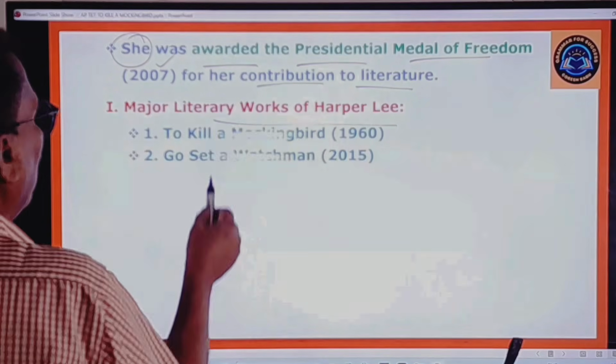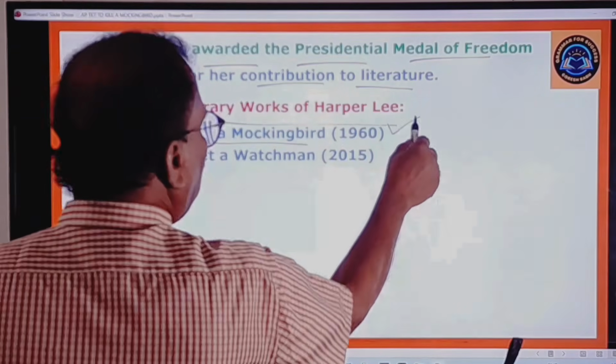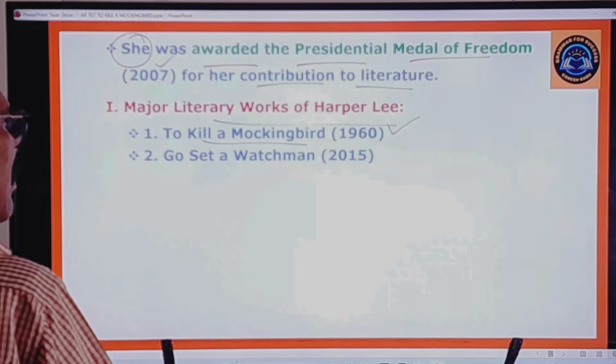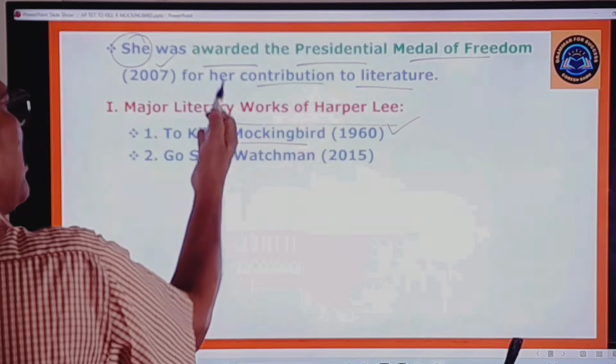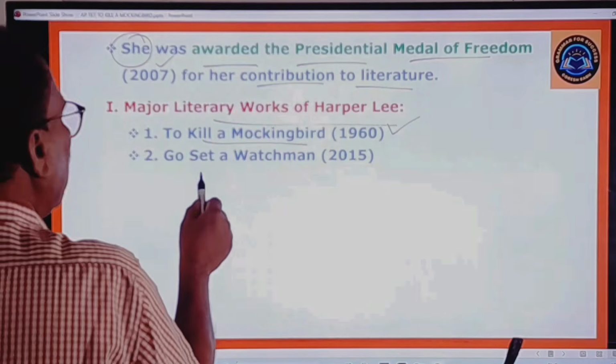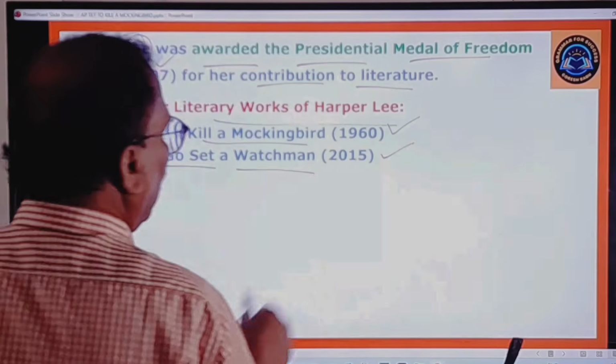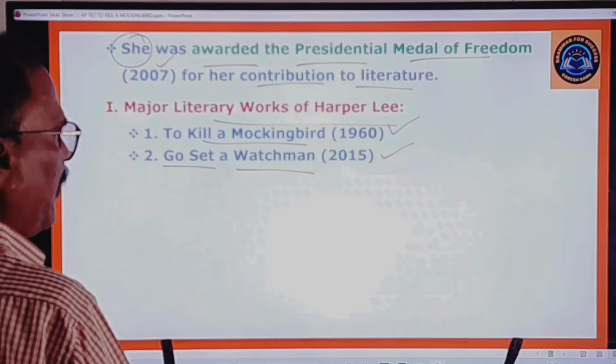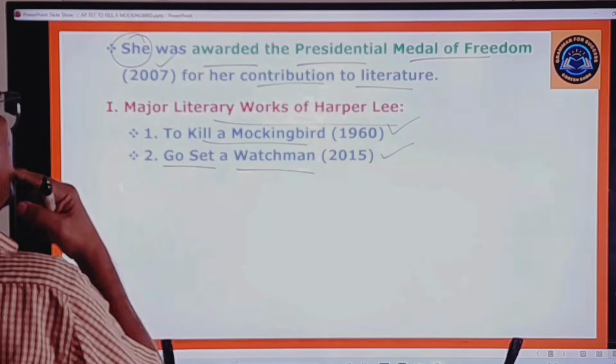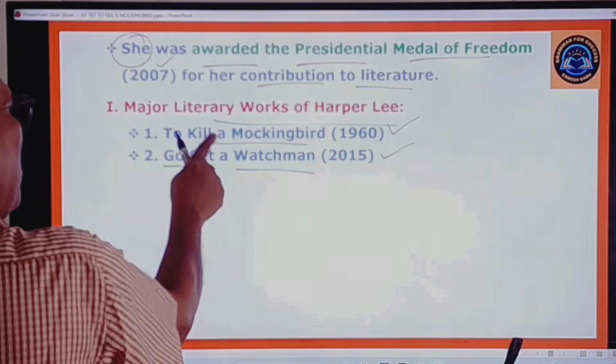Only two are there. To Kill a Mockingbird was her first literary work, a major literary work, and that brought her a lot of name and fame. And next, Go Set a Watchman. This was published in 2015, and that was another literary work. These two are her novels.